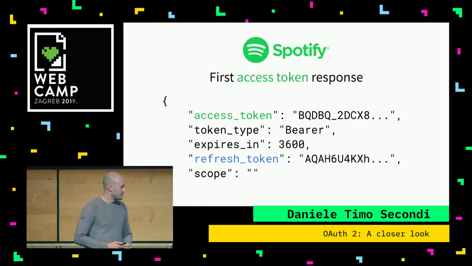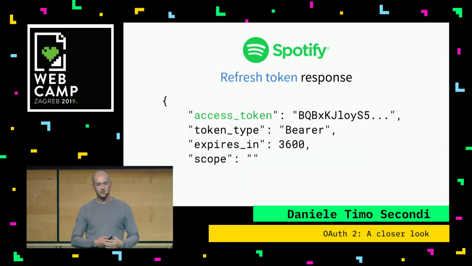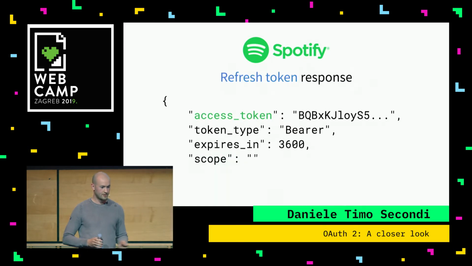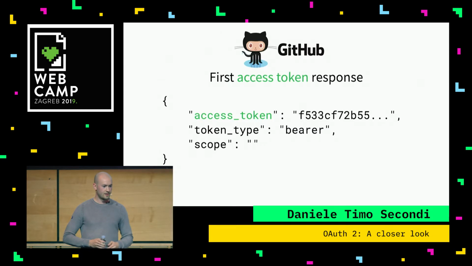And so Spotify, for example, this is the response for the first access token request. You get a refresh token, but then when you send the refresh token to get a new access token, you only get the access token. You don't get a refresh token. So that means that you have one refresh token that is long-lived, will last forever, and you can reuse it infinite times. GitHub, they don't even give you a refresh token. So they send you an access token the first time, and that's what you can use forever.